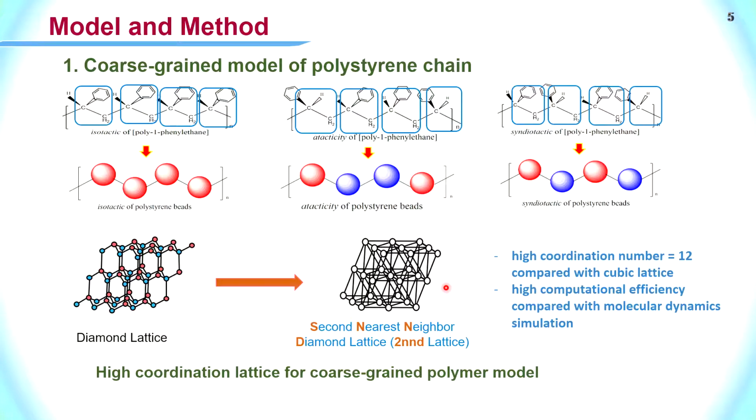The first step, coarse-grain model of polystyrene chains. The coarse-grain model of polystyrene chain has been performed by grouping one repeating unit of two carbon backbone into one bead. The difference in configuration of benzene ring has been shown in different color, pointing in and pointing out. Then map the coarse-grain bead on the second nearest neighbor diamond lattice, which has high coordination number and high computational efficiency.